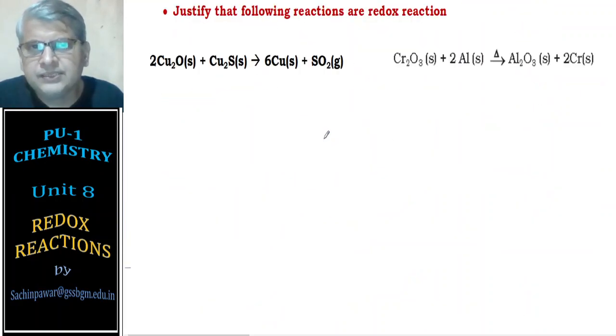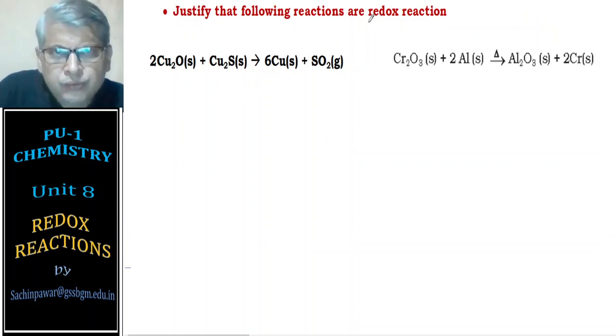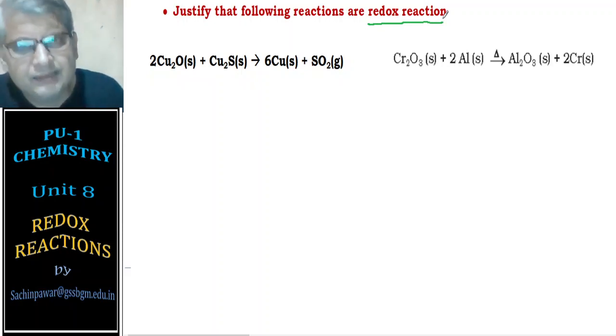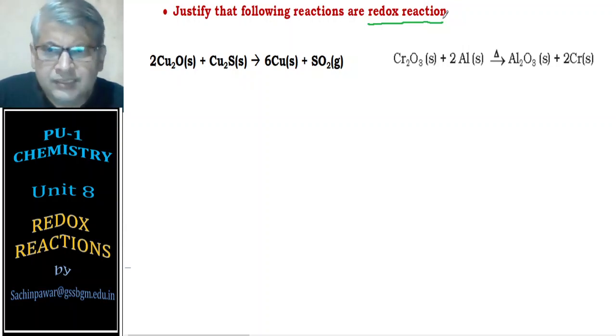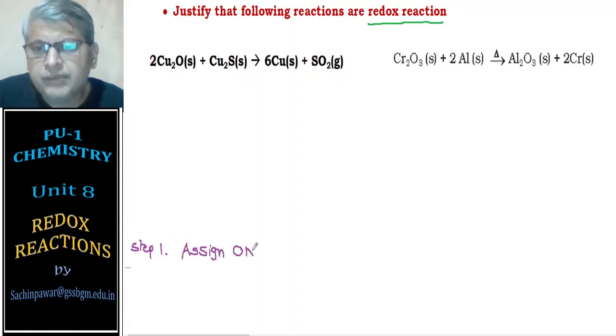The next part is, suppose you have one reaction, can you justify it to be a redox reaction? How to identify whether this given reaction is a redox reaction or not? For this, simply you have to follow 2 steps. Step number 1 is assign oxidation number to all atoms.